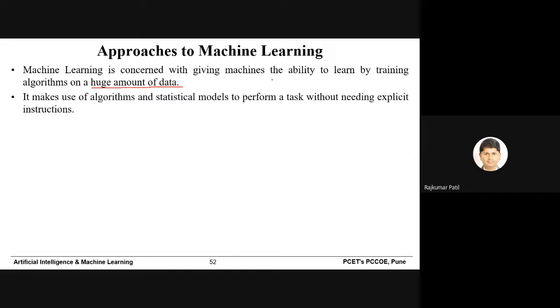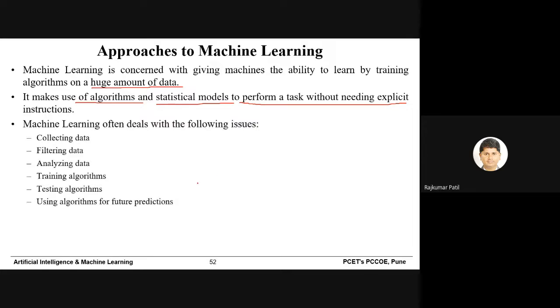Again, when we talk about machine learning, two things are very important. First one is algorithms. There are some well-known algorithms available in the literature. Those algorithms can be used directly to develop the machine learning model. Or there are some well-known statistical models, for example regression or probability distributions. So these models are also available, so we can make use of these algorithms and models. And once our machine learning algorithm is ready, the task will be performed without any explicit instruction or without doing a lot of coding.